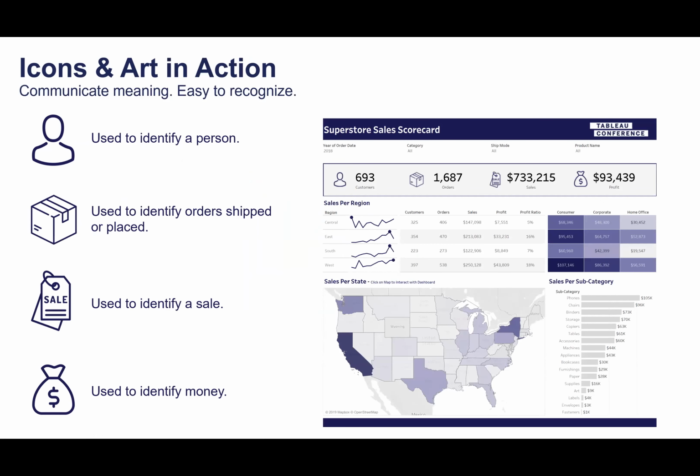So we go back to the example that we've been working with this entire time. Here on this dashboard, I've used 4 icons. For customers, I've used a person icon to identify with a customer or a person. I used a box icon to identify with orders that were shipped or orders that were placed. I used a sales tag to identify with the sale of an item. And I used a money bag to identify money that's left over after the sales and our expenses. So here I'm using icons that users can easily recognize and that communicate meaning.